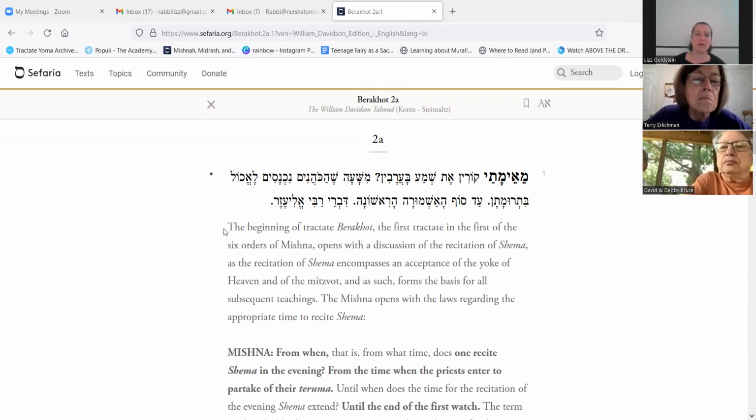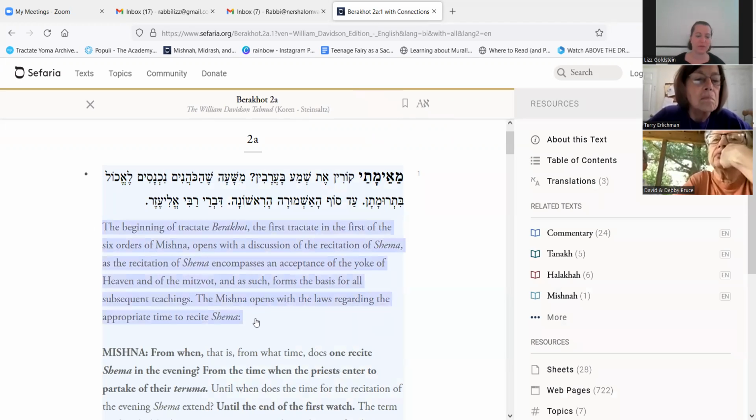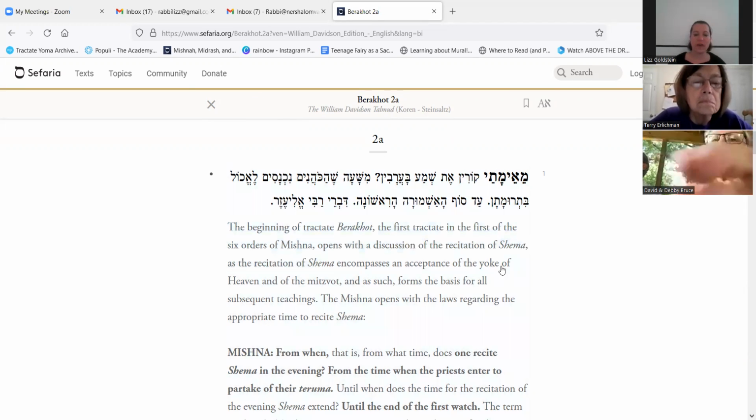So this is the preface. This is not a translation of anything, this first paragraph here. Okay. The beginning of the tractate Brachot, the first tractate in the first of the 6 orders of Mishnah, opens with a discussion of the recitation of the Shema. As the recitation of the Shema encompasses the acceptance of the yoke of heaven and of the mitzvot, and as such, forms the basis for all subsequent teachings. The Mishnah opens with the laws regarding the appropriate time to recite the Shema. Me'ematai korin et Shema ba'aravin.